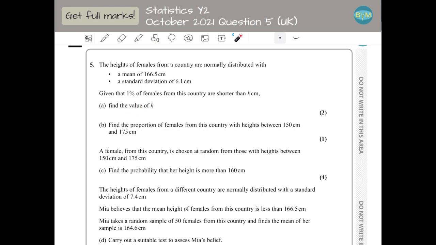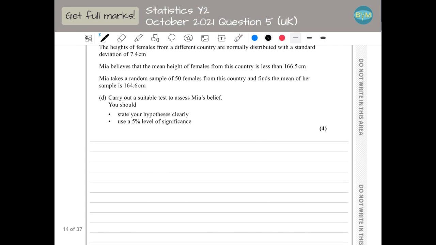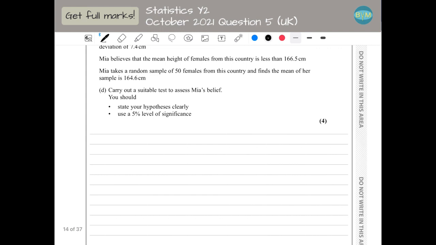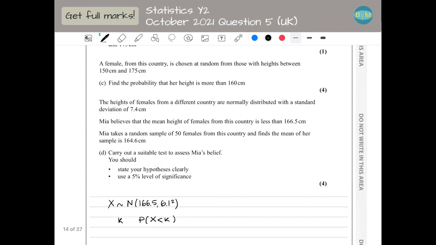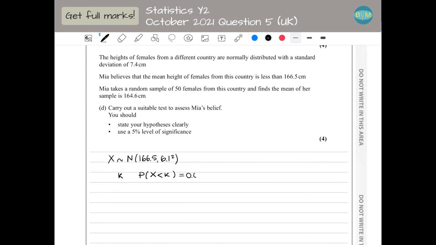value of k. So we have our variable, I'm going to call it x. The height of the females is normal, 166.5 and standard deviation was 6.1. So this is our distribution, and they are asking us what's the value of k, such that the probability of x being smaller than k is 0.01, 1%, right? 0.01. So what we are really doing is, let me show you.